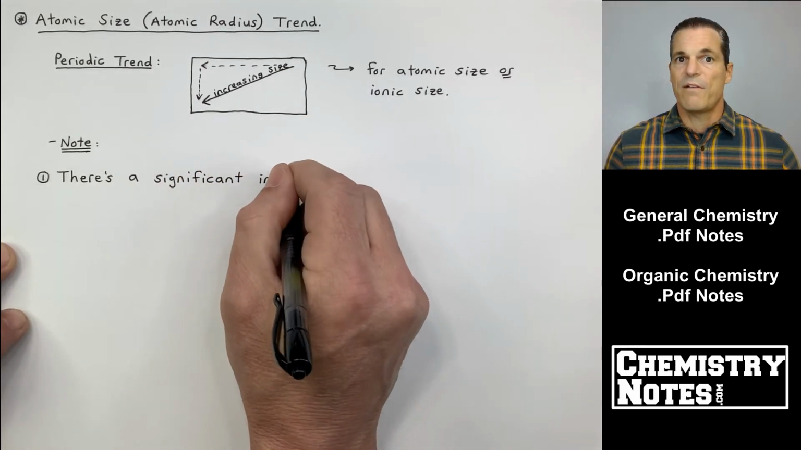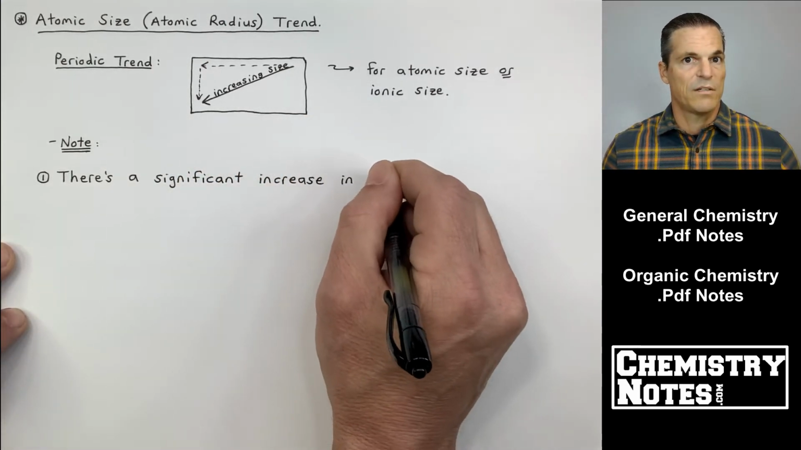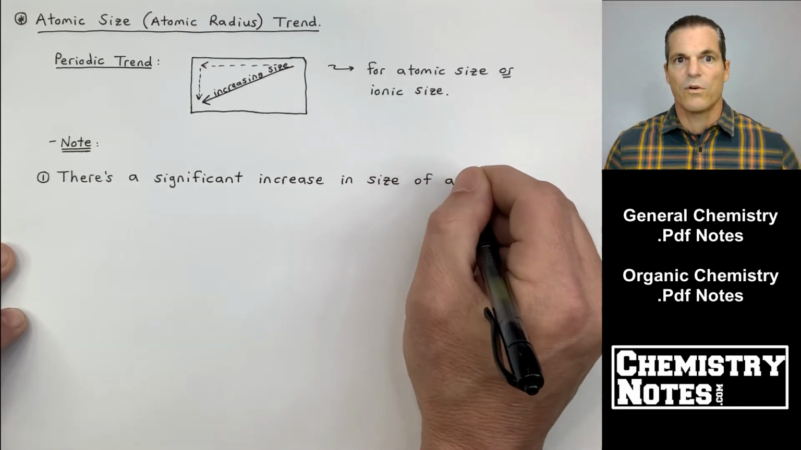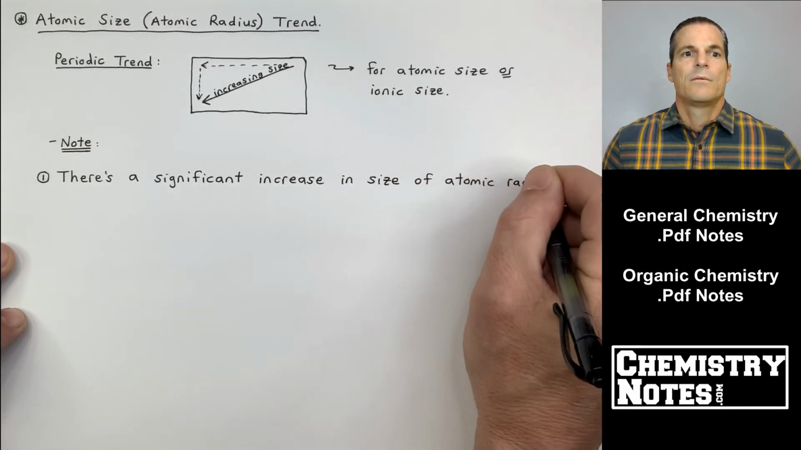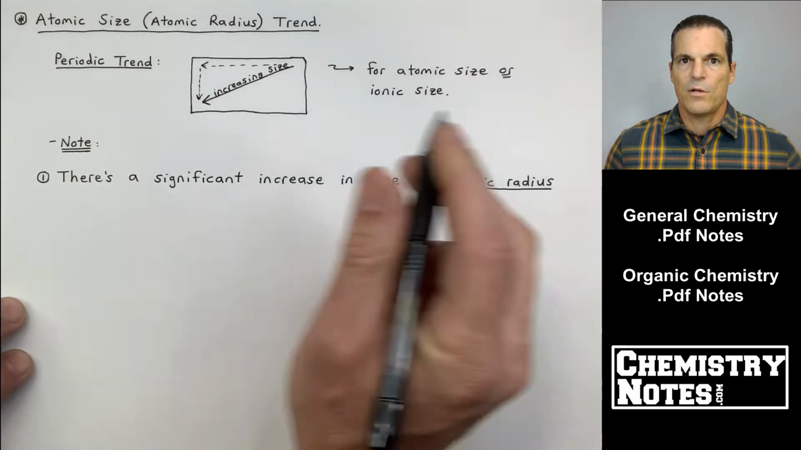Way up in the top right you have the nonmetals. The nonmetals are relatively small. Things like fluorine, sulfur, chlorine, etc. All right. Note, and I've got a few notes I'm making here.